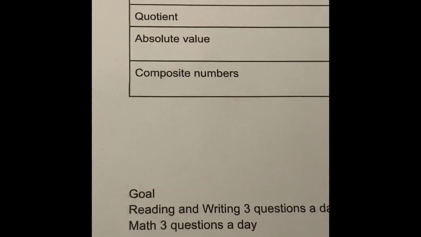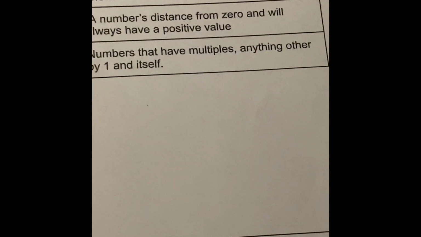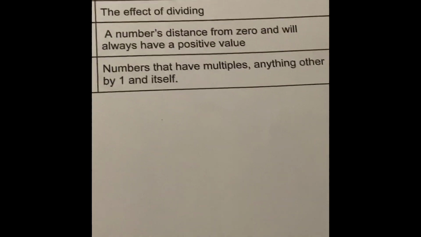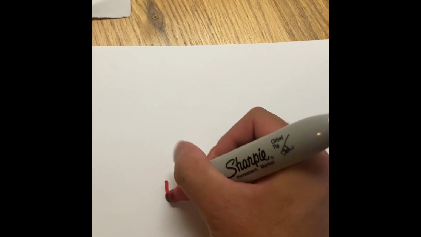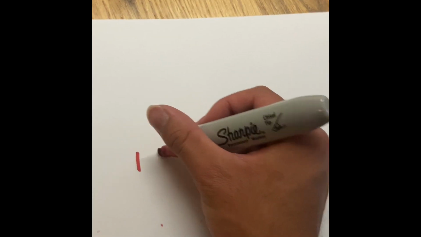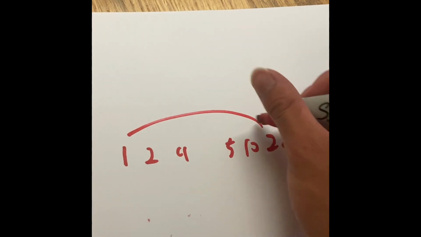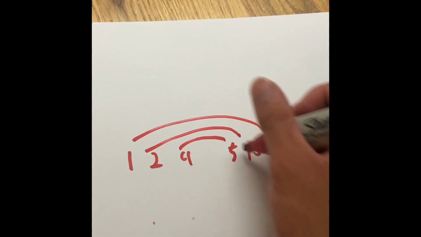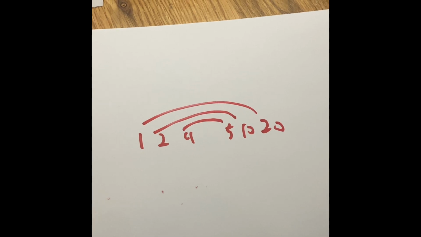And last but not least, composite numbers. Numbers that are multiples, anything other than 1 and itself. So going back to that 20 scenario, we're going to say 1 and 20, 2 and 10, 4 and 5. So 20 is a composite number because it has multiples other than 1 and itself.